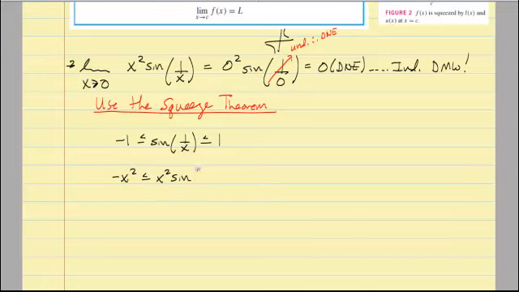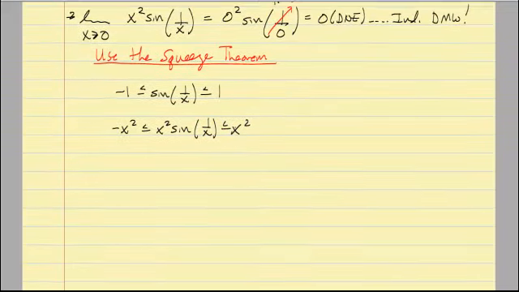So you can see that we're kind of trying to produce the function of interest, and in so doing we also come up with some nice bounded values here. So it looks like these two functions, negative x squared and positive x squared, will squeeze this x squared sine 1 over x. Now, what does the graph of negative x squared look like? It's a parabola opening down. The graph of positive x squared is a parabola opening up, and this is kind of our unknown here.